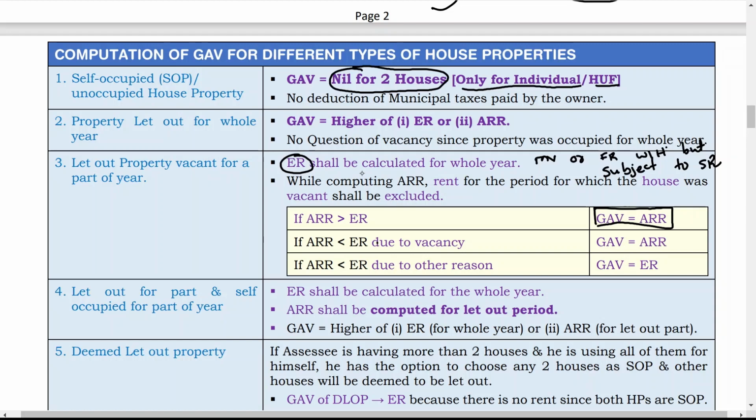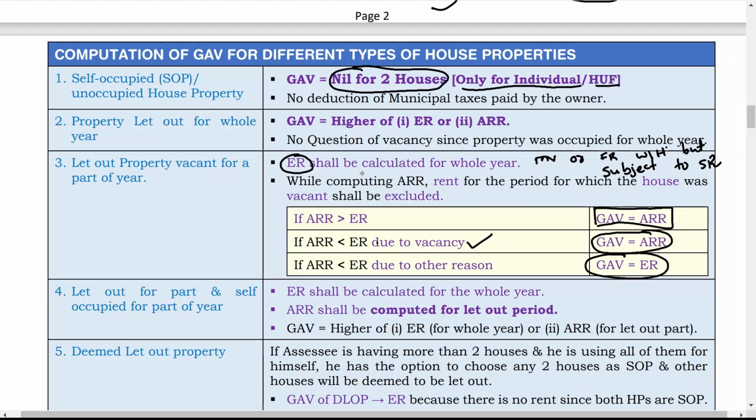But when ARR is less than ER, that means ER is greater. Why is ER, the expected rent, greater than actual rent received? Because of the loss due to vacancy. That is why ER is greater. In that case, you have to take ARR, actual rent received, and don't go for ER. And the last one: if your ARR is less than ER due to any other reason, then in that case your GAV is ER.